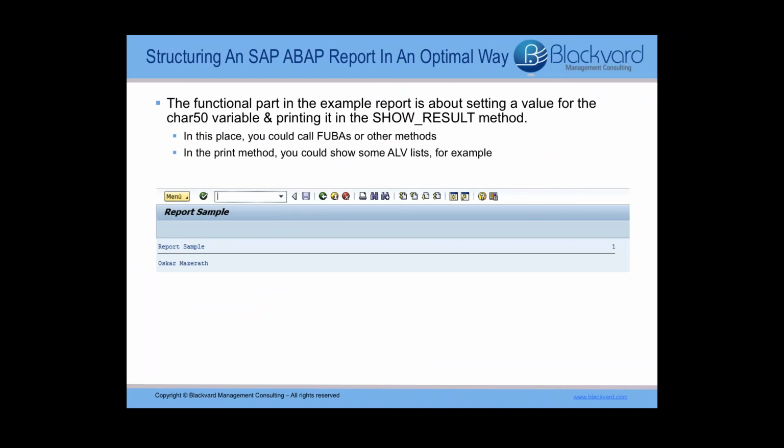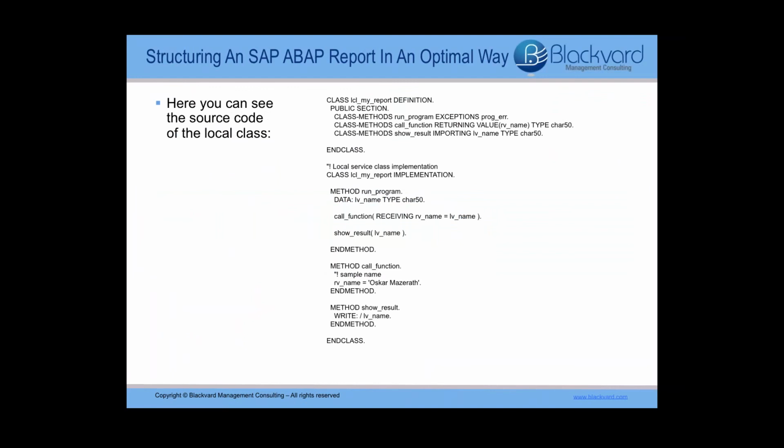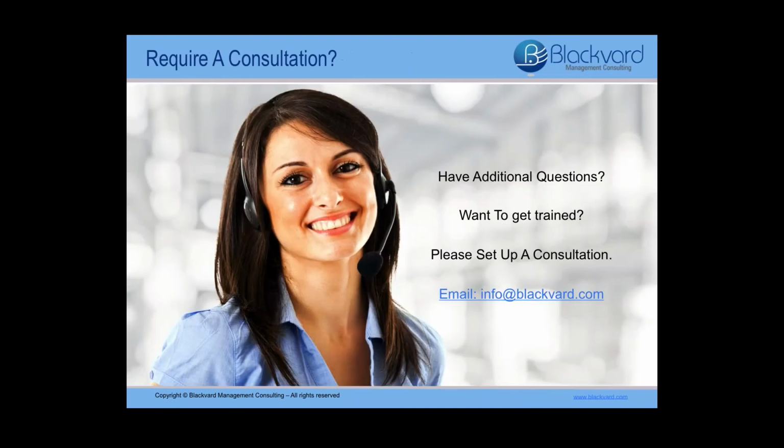And as I told you in the place, you could call foo-bars for output, or you could call foo-bars for processing. It's just to distinguish between presentation layer and processing layer. All right. And here you see the coding. You can copy it or you can type it like I did. You saw it just takes a few seconds to create this whole class. It's quite simple.